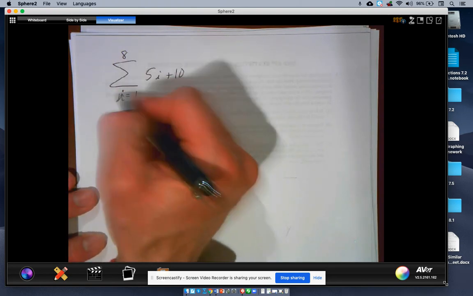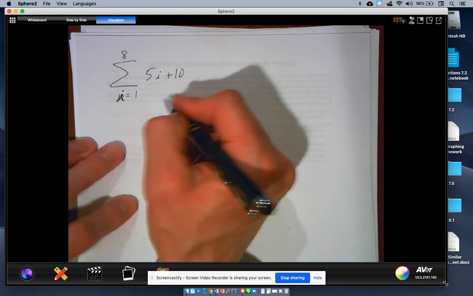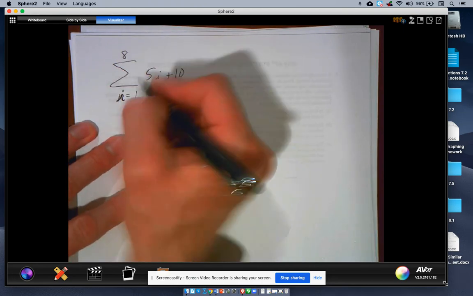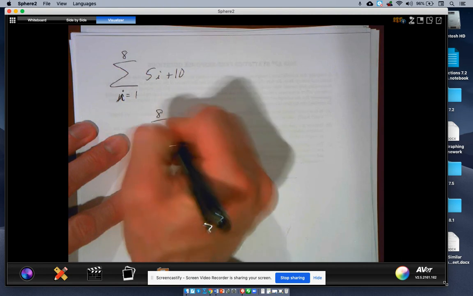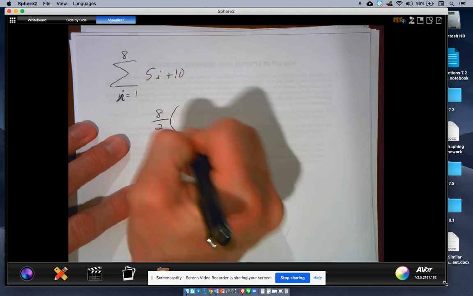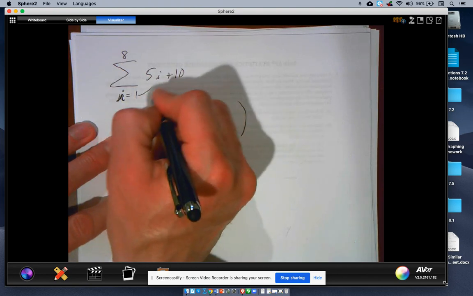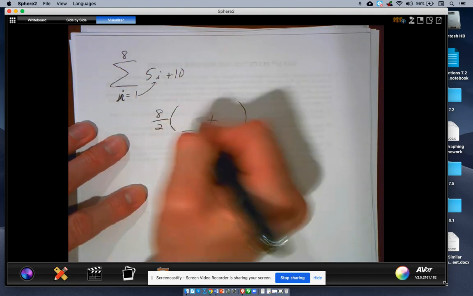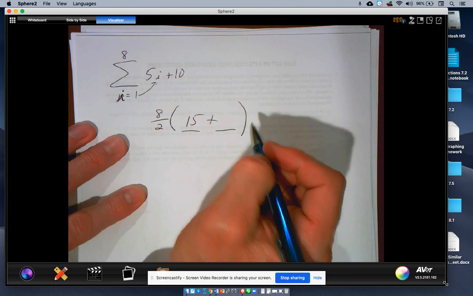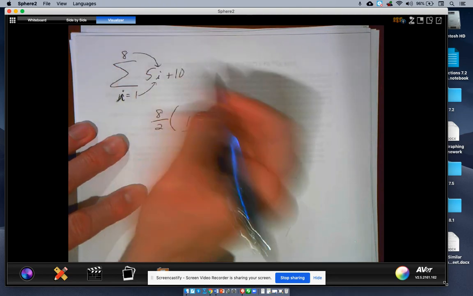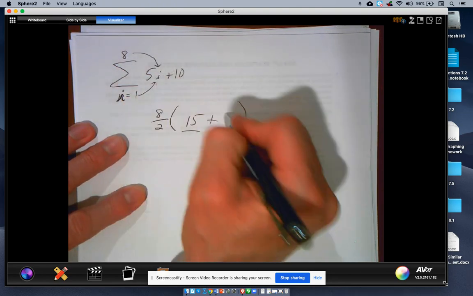So Greek letter sigma means to add everything up. So I'm going to do my formula. How many terms are there? 1 to 8, there's 8 terms over 2. The first term plus the last term, right? First term is when I put a 1 in here. If I put a 1 in there, I got 15. The last term is when I put an 8 in here. 5 times 8 is 40, plus 10 is 50.